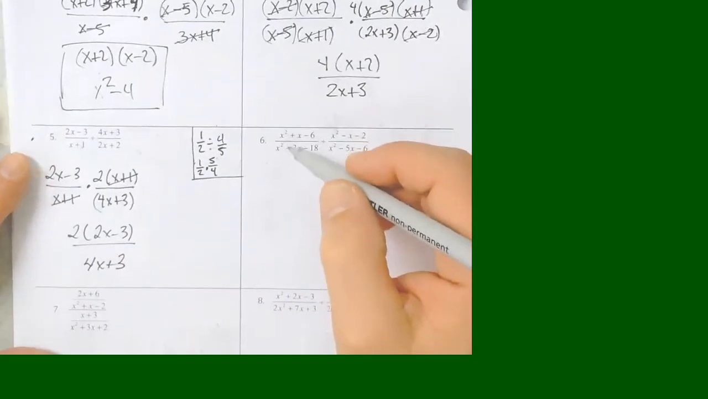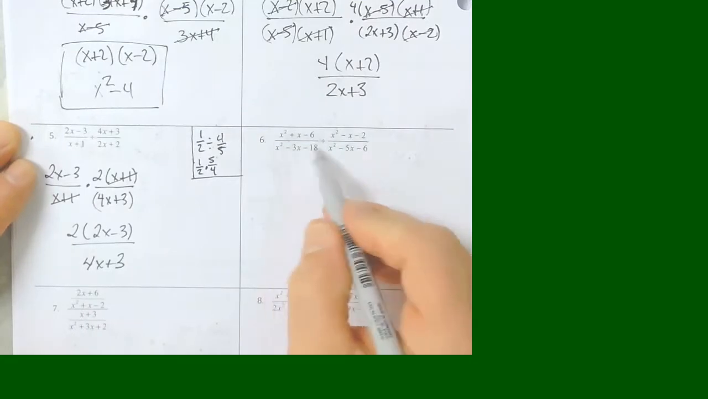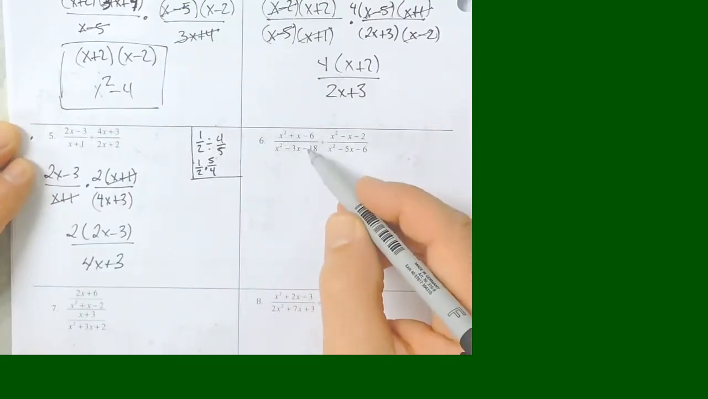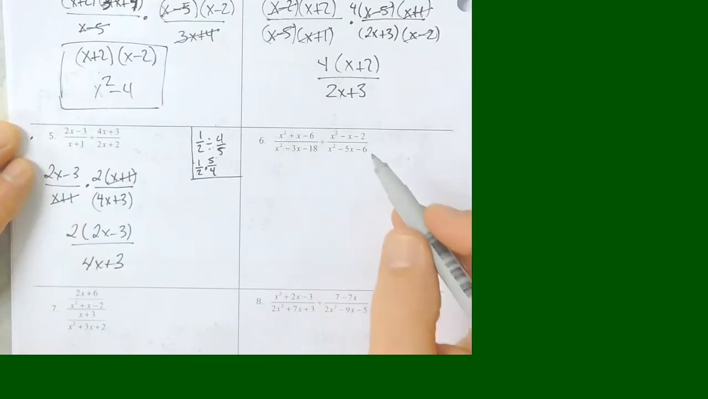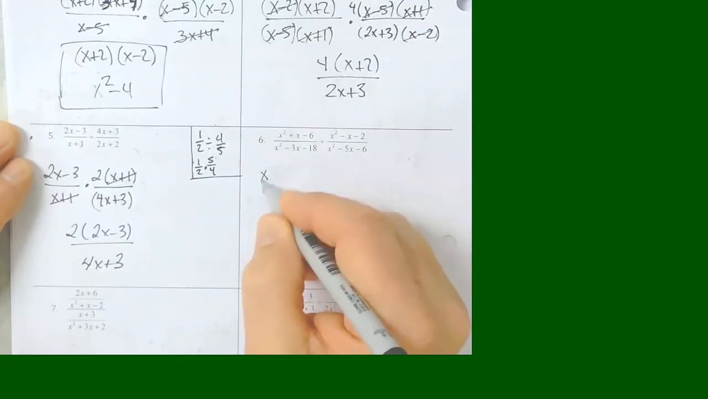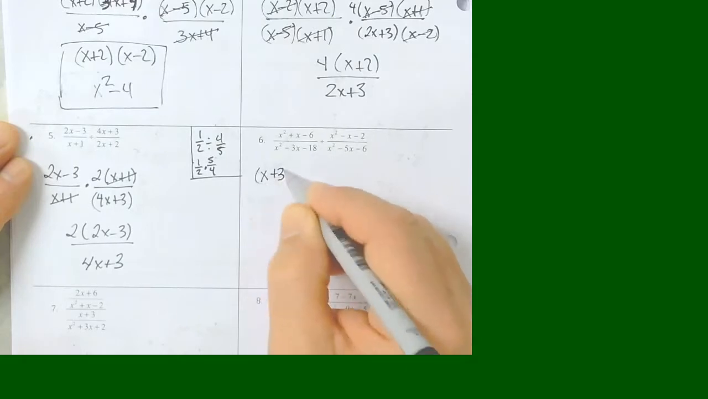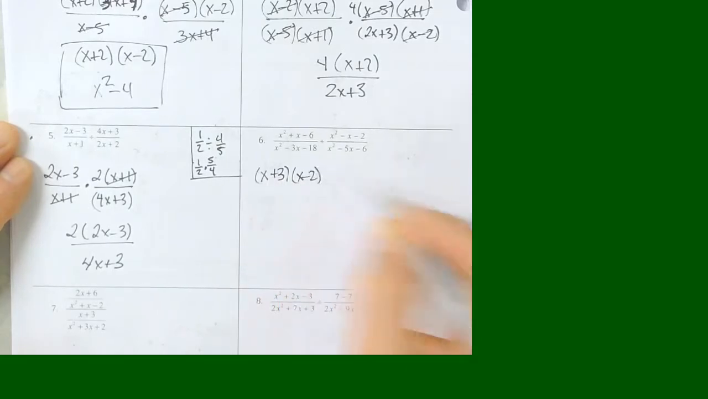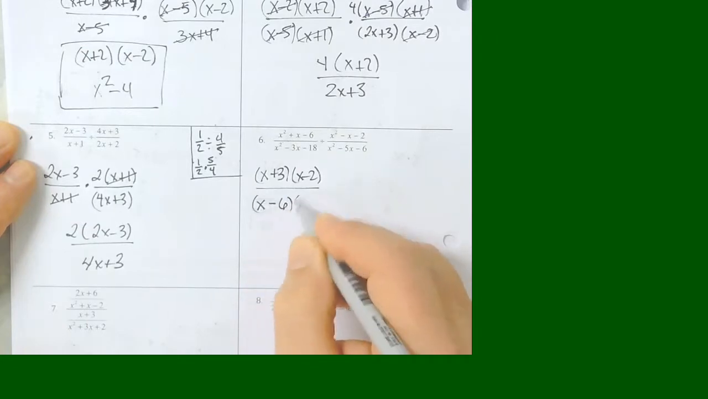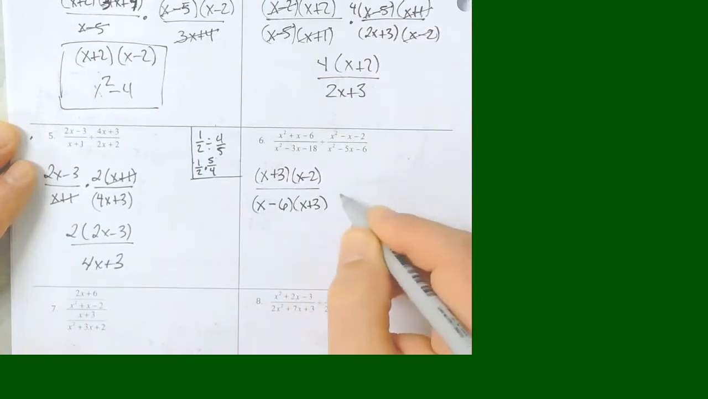So let's look at number 6. First one, let's factor it. Let's leave it alone. Second one, we'll factor it and we'll flip it over at the same time. Division, multiply by the reciprocal. X squared plus x minus 6, x plus 3, x minus 2. X squared minus 3x minus 18, x minus 6, x plus 3.